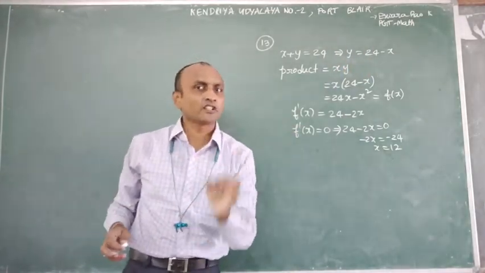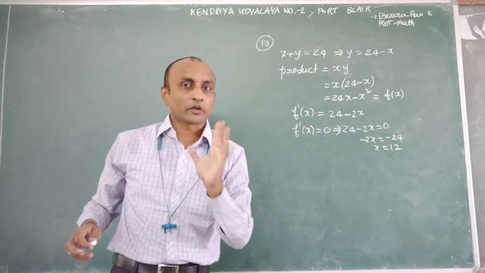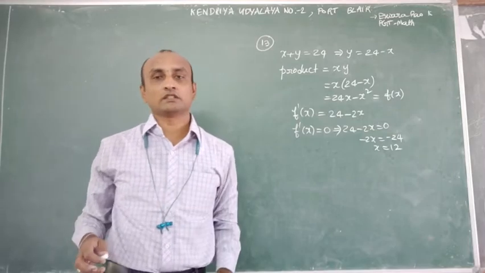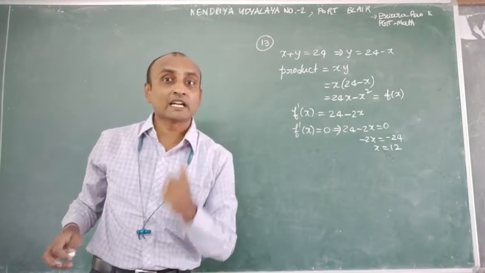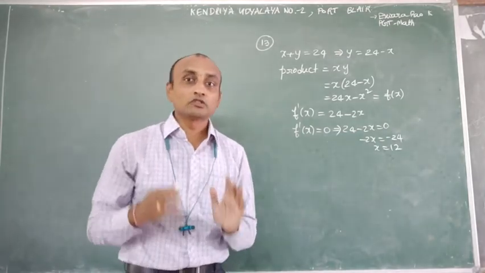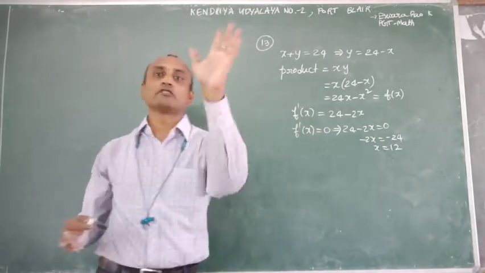One more thing is there, the product should be maximum. Product should be maximum means as large as possible. The product is as large as possible means what? We should say the product is maximum. How can we decide the product is maximum? We got x is 12, y is 12. So to decide that the product is maximum, you will have to do the second derivative test.